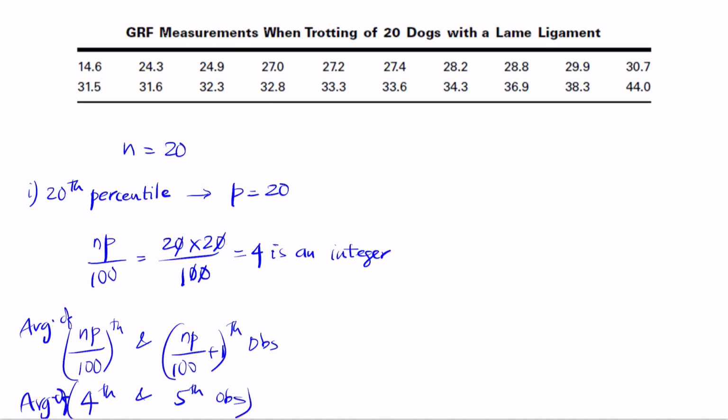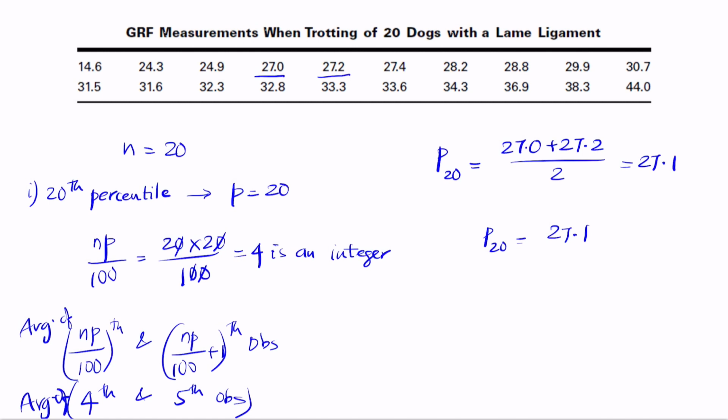What is the 4th observation here? You have the 4th observation, which is 27.0, and the 5th observation, which is 27.2. So now P20 becomes the average of 27.0 plus 27.2 divided by 2. That becomes 27.1. So the 20th percentile value here is 27.1. This is how you can find the final answer.